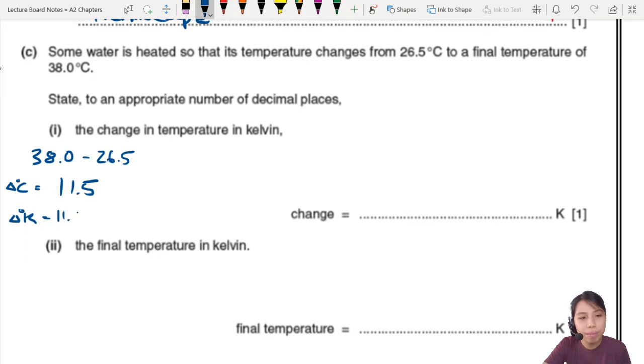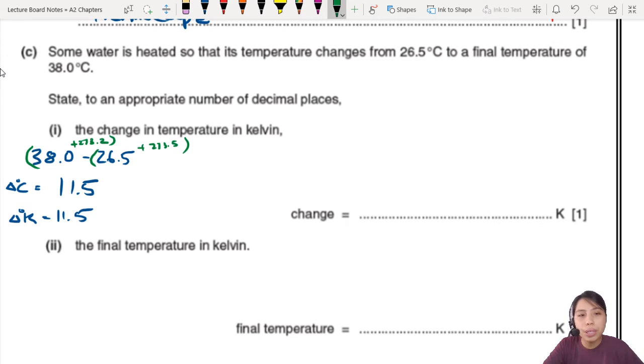Because, like, if you remember how to convert, you want to convert Celsius to Kelvin. What do you do? You add 273.2 and you add 273.2 to this side.